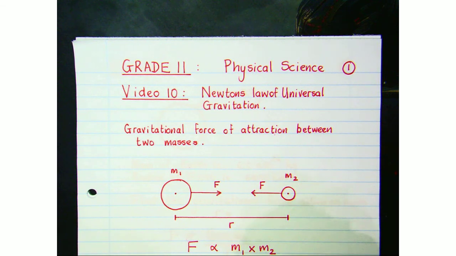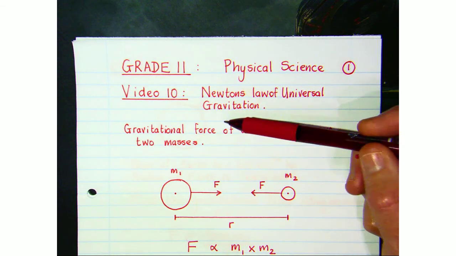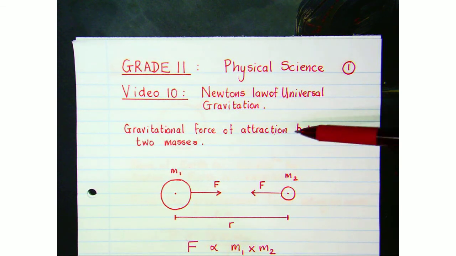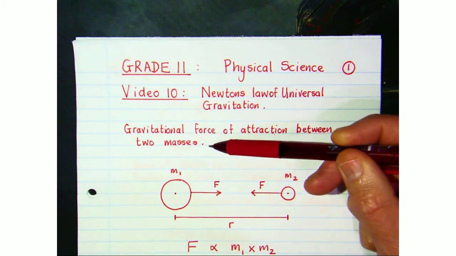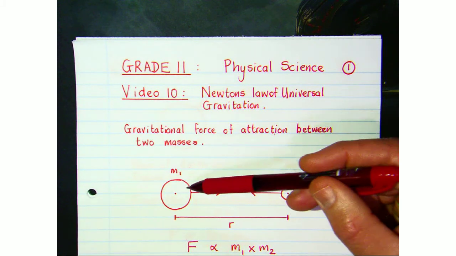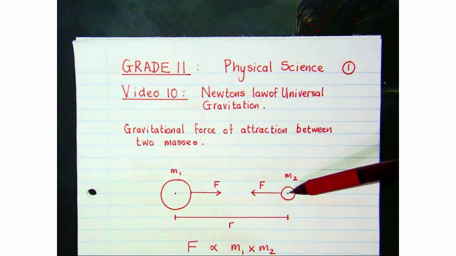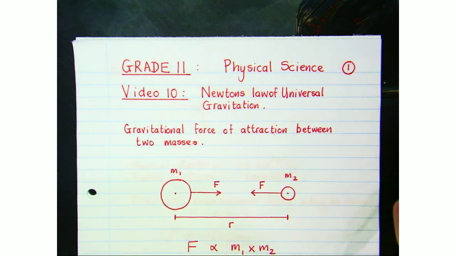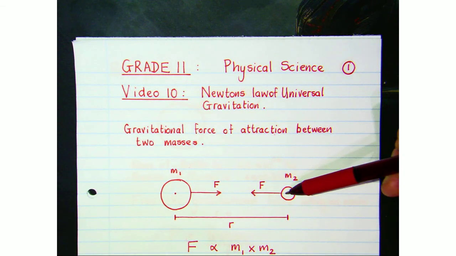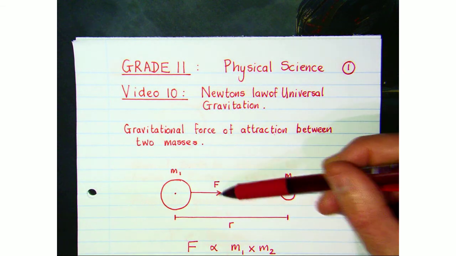Okay, this is video 10 and it's on Newton's law of universal gravitation. So what is that all about? If we're talking about gravitational forces, we're talking about forces of attraction between two masses. So any two masses in the universe, mass 1 and mass 2, would be attracted towards each other, according to his law.